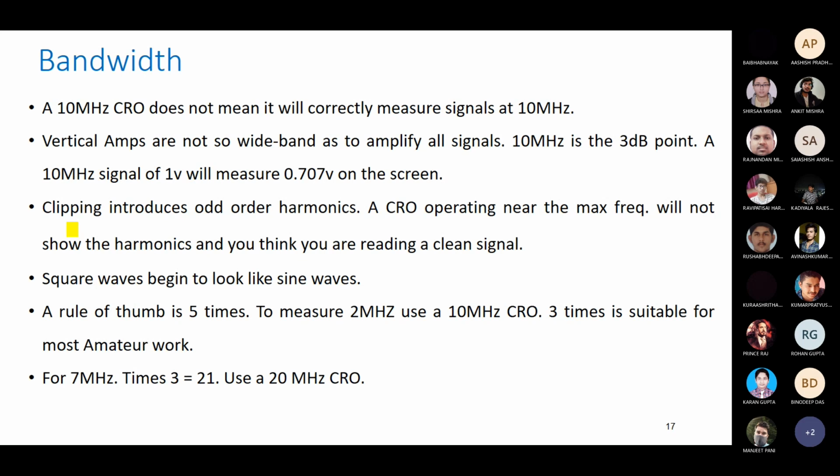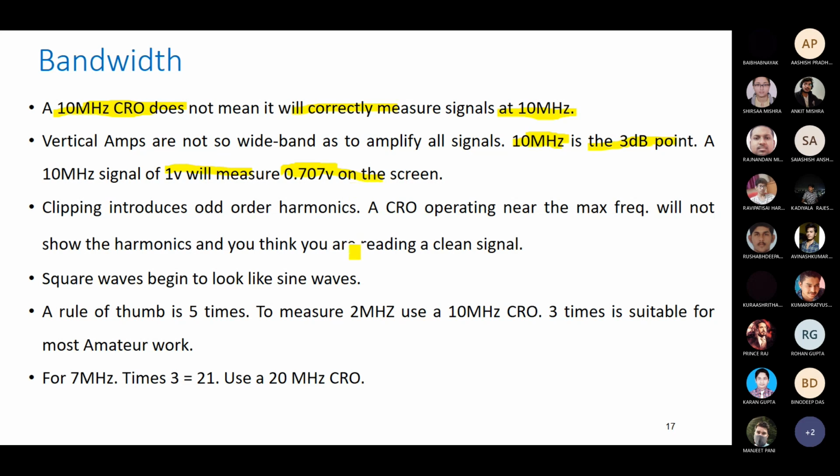Now the bandwidth of the oscilloscope. Normally the cost of the oscilloscope is decided based on its bandwidth. If the bandwidth is more, the cost will be more. A 10 megahertz CRO does not mean it correctly measures signals at 10 megahertz. The vertical amplifiers are not wide band, and 10 megahertz is the 3 dB point, where it would measure only up to 0.707 of the volts on the screen. Based on the bandwidth you can fix the range. So 10 megahertz doesn't mean it can measure up to 10 megahertz. That is the myth.